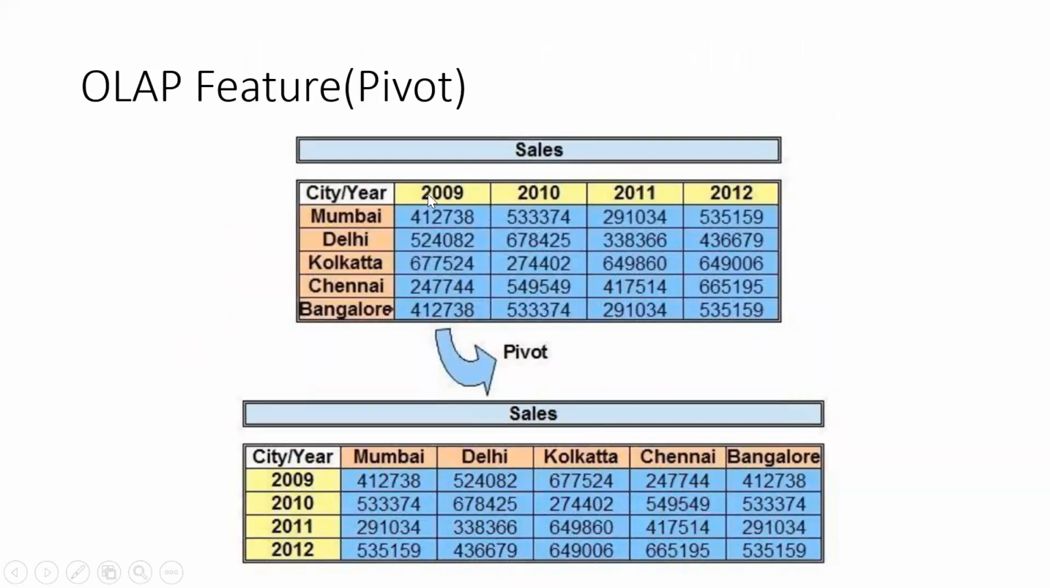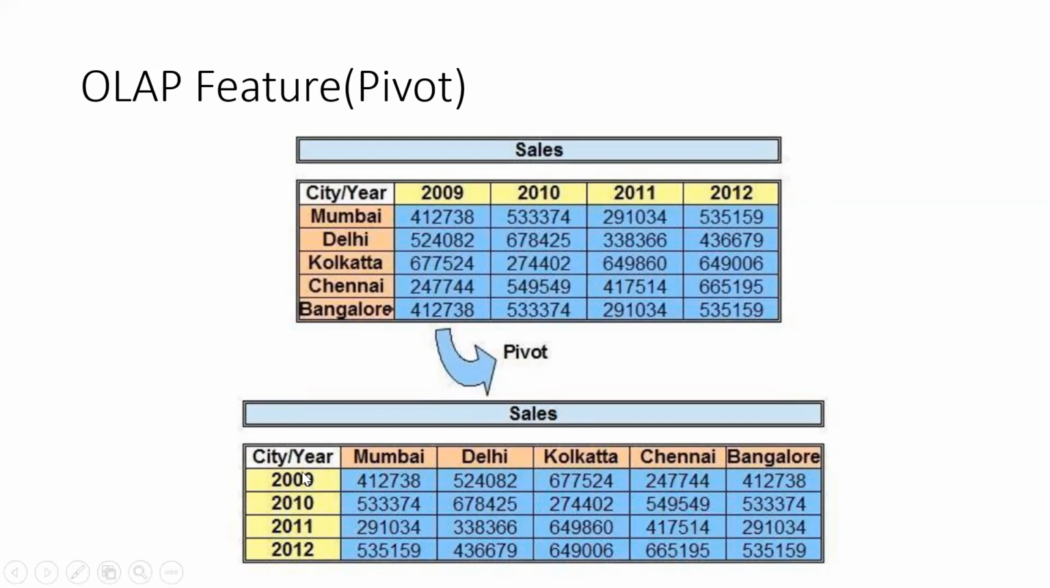Okay. So 2009, 10, 11, 12. So pivot is one of the excellent features. We can do the same thing in Excel as well, and it can be done with QlikSense, QlikView, Tableau, Power BI as well. It's just like we have transposed that particular matrix you can see over here.